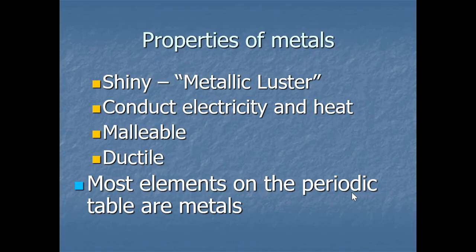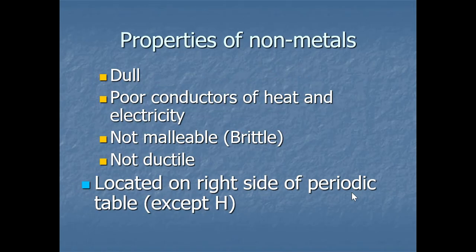And as I already said, a majority of the periodic table is going to be metals. We'll see that periodic table in a second. If you flip that around to things that are not metals, which means they're exactly opposite of metals, we call those non-metals. And non-metals are dull, they're not shiny. They're poor conductors of heat and electricity if they conduct at all.